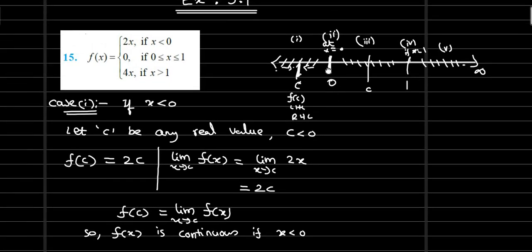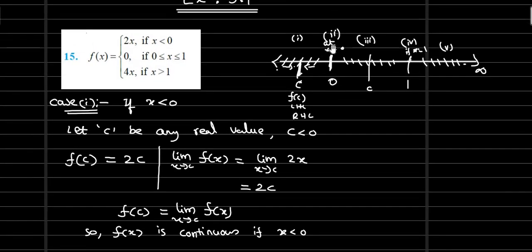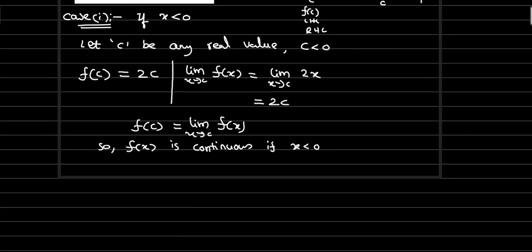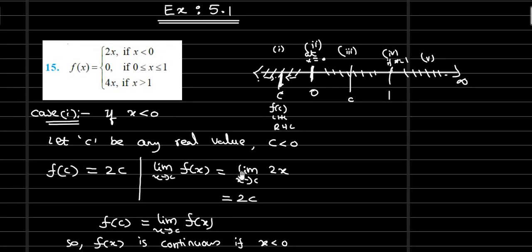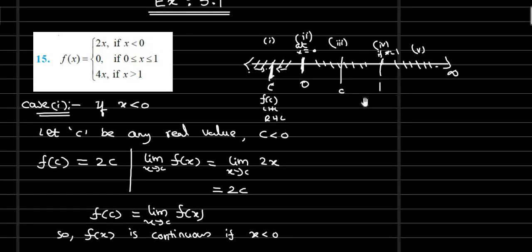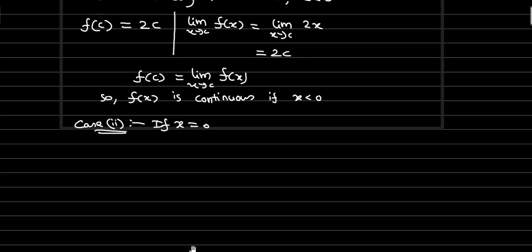Now in case 2, we are going to check if x is exactly 0, how our function is going to behave. Case 2, if x is exactly 0. To check the continuity, as I told you before, we have to find f of 0, left hand limit at 0, and right hand limit at 0. First, let's find f of 0.